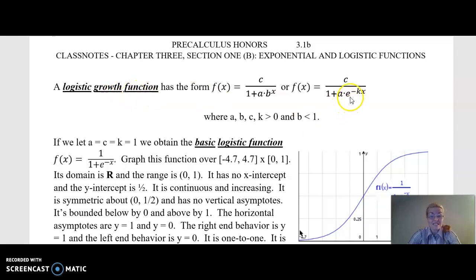Or more commonly seen would be, again, a positive constant up top divided by 1 plus a positive constant times e to the negative kx, where k is a positive number, so you do have a proper e to the negative something x, right? If we let c and a and k all be 1, we get the basic logistic function, 1 over 1 plus e to the negative x. This was one of our 12 basic functions that we covered earlier at the beginning of the year.